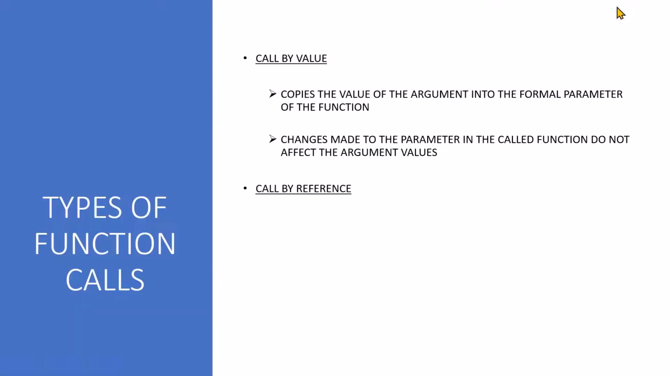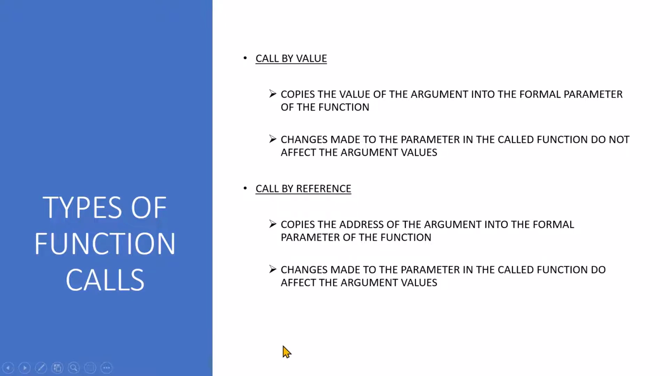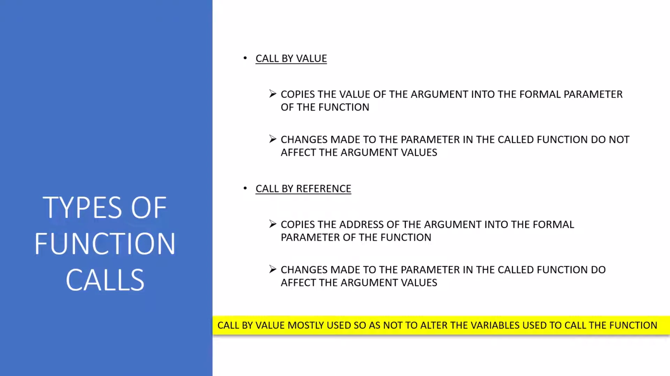Now moving on, call by reference. Here the address is copied into the formal parameter. Right, so instead of the value of the argument, the address is copied, and therefore changes made to the parameter in the called function will also change the argument values. What's important to remember is that it's call by value that is mostly used with a few exceptions, and this is to ensure that the variables in terms of their values are not altered. But we'll see how to force a call by reference in the next slide.